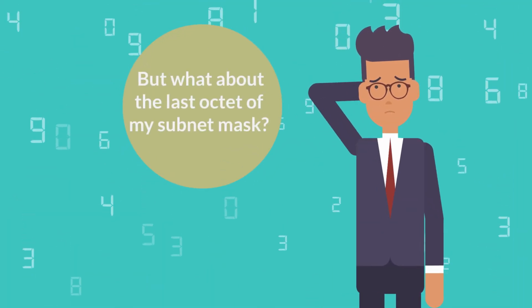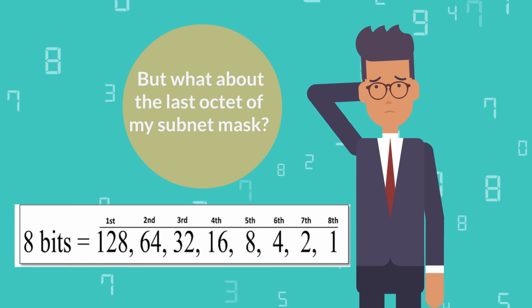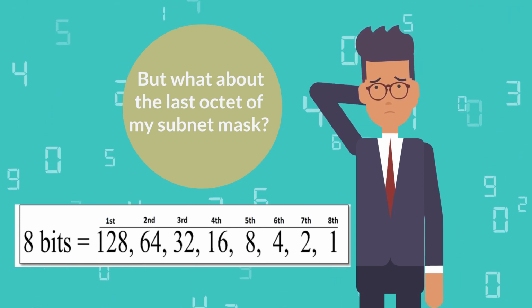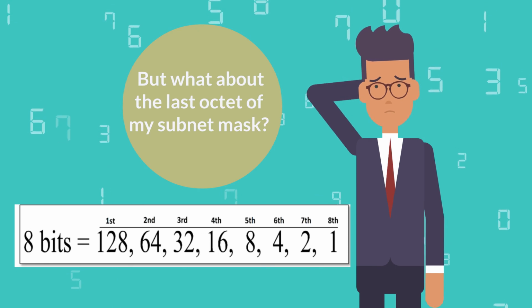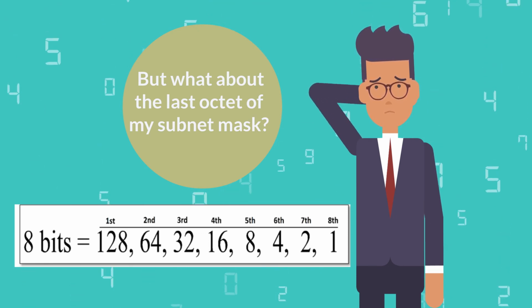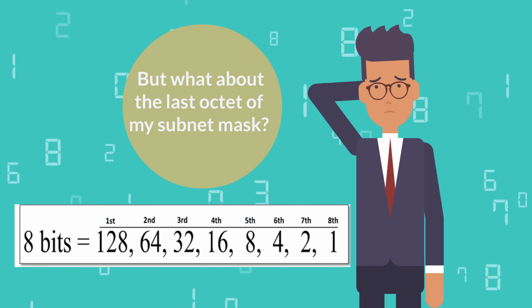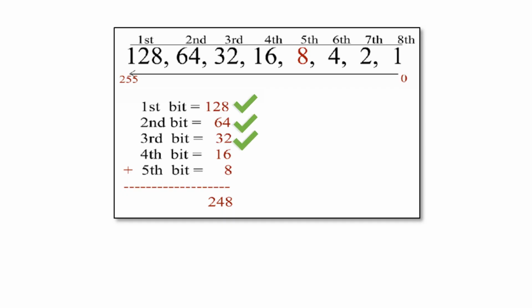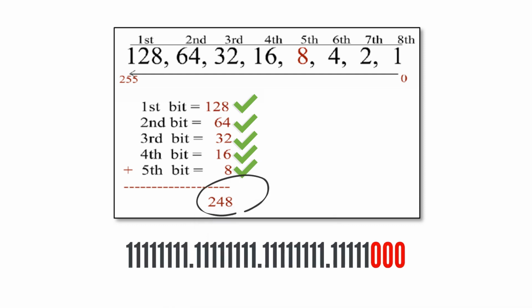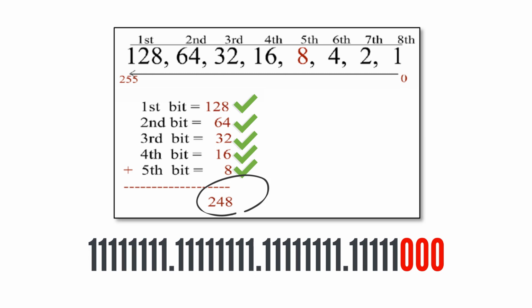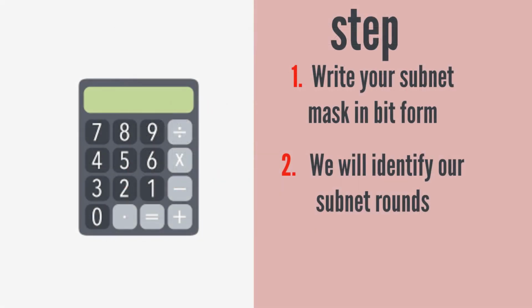But what about the last octet of my subnet mask? It is 248. In order to convert this, I need to determine how many bits out of the 8-bit octet would add up to 248. We will need to add from left to right until we get 248. Let's see. 128 plus 64 plus 32 plus 16 plus 8 equals 248. Because 248 adds up on the 5th bit, the 4th octet in bit form will have 5 ones, just like this. Now you should know how to convert your subnet mask from binary form or slash notation into bit form. Let's move on to step 2. If I lost you, rewind for a better understanding.